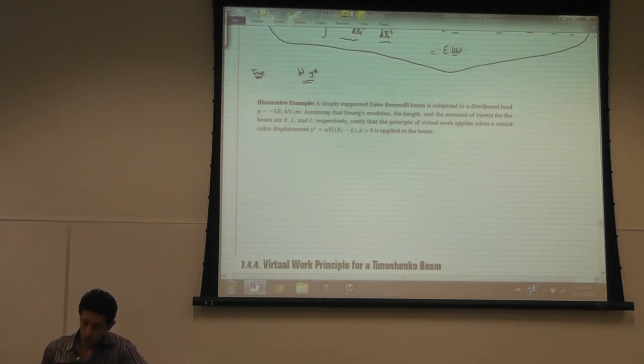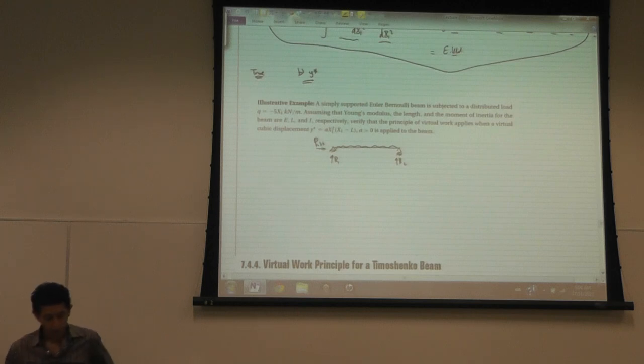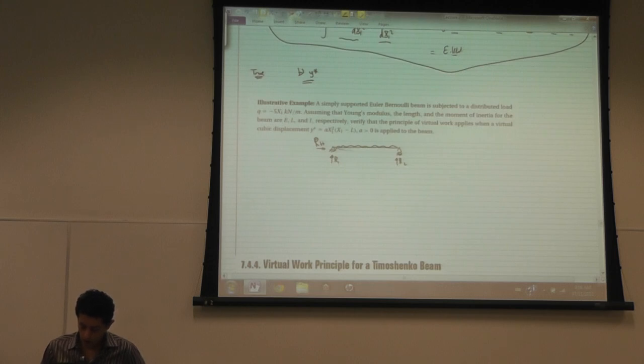So again, just a simple illustrative example. I have a simply supported beam. It has a reaction here, a reaction here, and a horizontal reaction here, let's call it RH. It has a load of negative 5x1. Assuming that the Young's modulus, the length, and the moment of inertia for the beam are E, L and I, verify that the principle of virtual work applies when a virtual cubic displacement y star is applied to the beam.